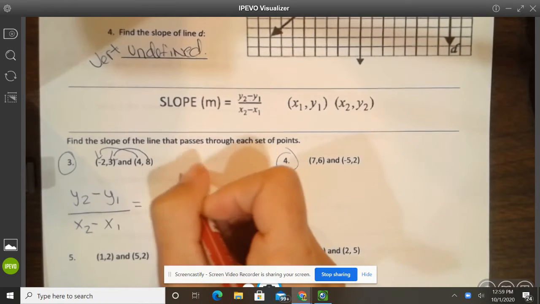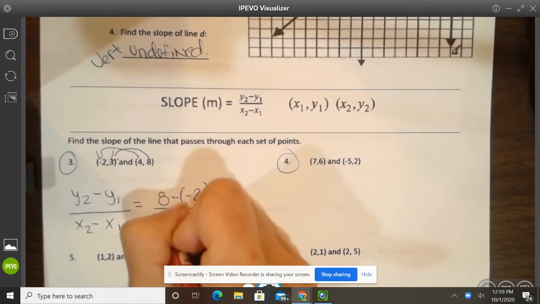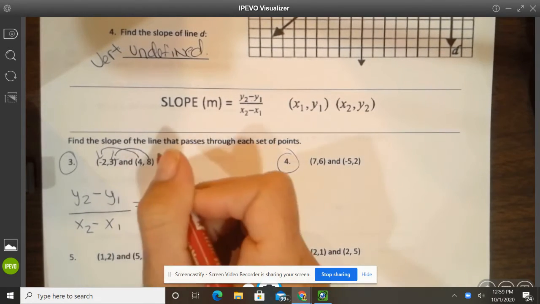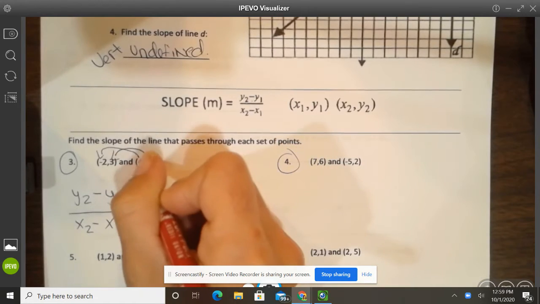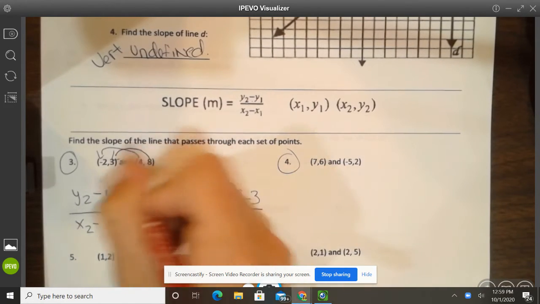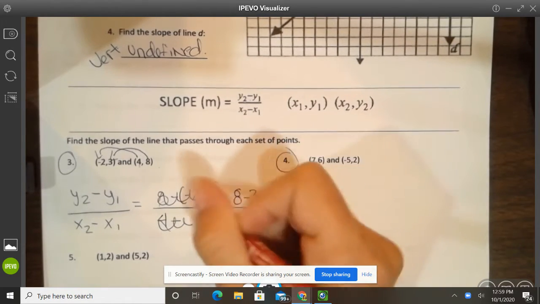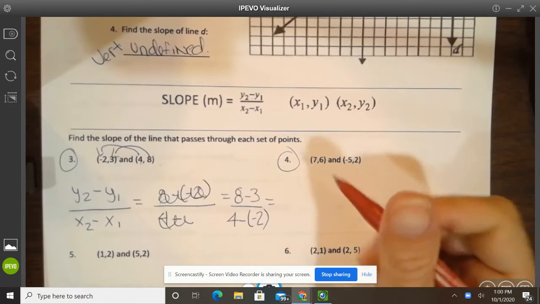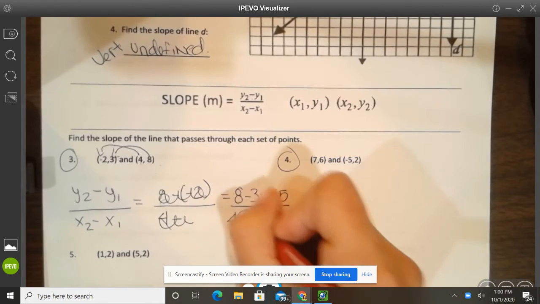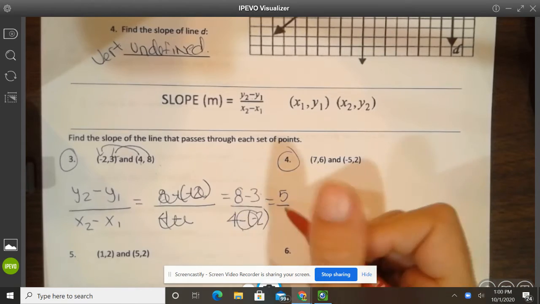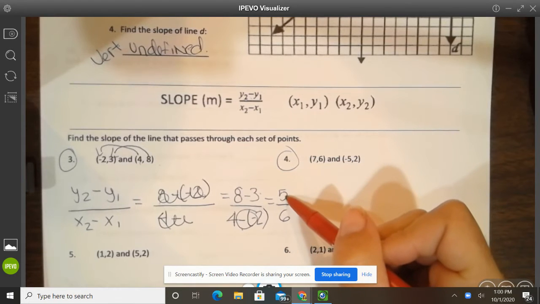So let's substitute 8 minus negative 2, and then 4 minus, 3, sorry. I messed up. So 8 minus 3, which are the y's, and then 4 minus negative 2 to find my slope. Notice that if I mess up, then I get a wrong number, right? I almost did. So 8 minus 3, that's 5. And then this minus minus is a plus, so 4 plus 2, that's 6. And that is my answer. I can't simplify anymore because 5 is a prime number.